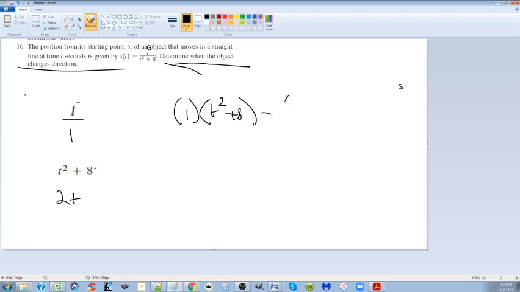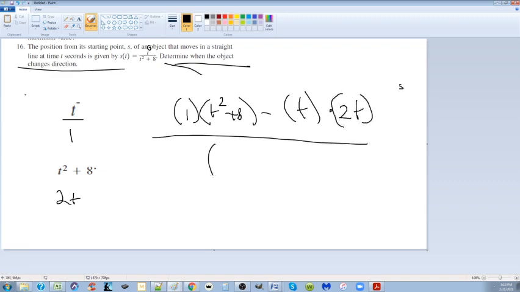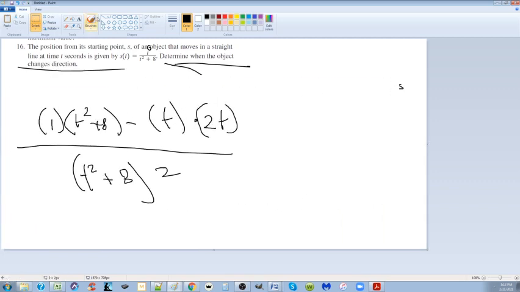minus f of x times g prime, all over g of x squared. So I've done the quotient rule enough times that I've done it from memory. And that's sort of the point, is you want to be able to reach this level. Okay? And so essentially we want to figure out when that slope is going to be equal to 0, because that's when it changes directions. Once you hit a peak like that, then you change directions. So obviously, only the top matters. Only the top matters.